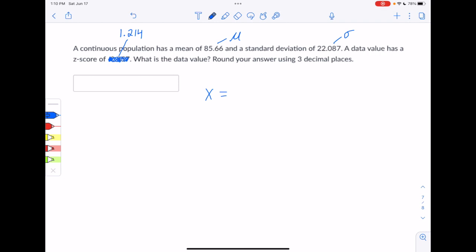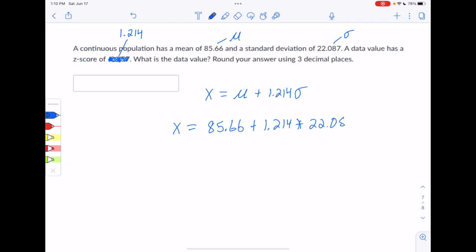So if I want 1.214 standard deviations above the mean, then I should take the mean and add, because that's going to get me above the mean. And how much do I add? 1.214 standard deviations, which would be 1.214 times the standard deviation. So the x value I want is the mean of the population, 85.66, plus 1.214 times the standard deviation, which is 22.087. So this problem actually is very quick when you know the right path.